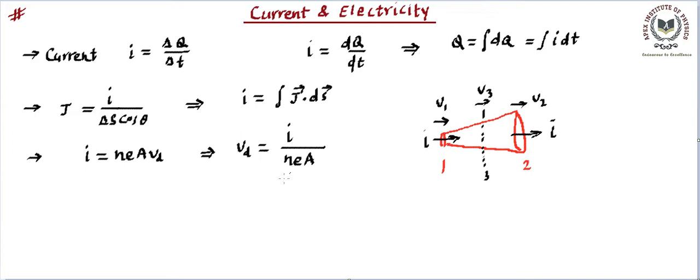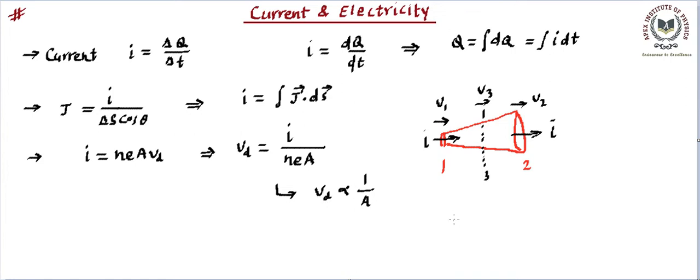Using these things from here, we can conclude something. What we can conclude is drift speed is inversely proportional to cross-sectional area. With this point, we will get our answer done. The answer is going to be: more the cross-sectional area, less the drift speed. Less the cross-sectional area, more the drift speed.